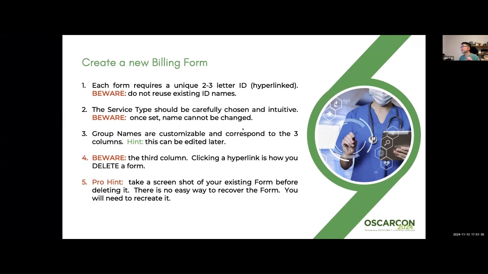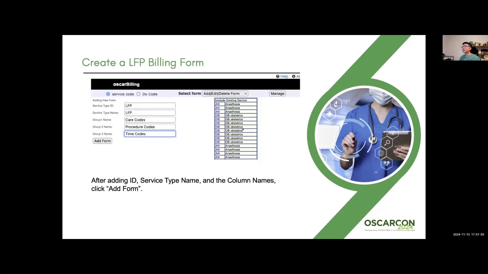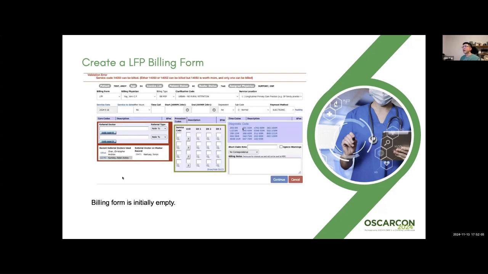Here's a hint. You can use my PowerPoint as a reference to how you might want your code to look. Or you can create one on a spreadsheet and just put in the codes in the order that you prefer. And you can actually change the order if you wish after the fact, and I'll show you how. So when I created the LFP code originally, this is what I used: LFP care codes, procedures, and time codes. I click add, and then it appeared.